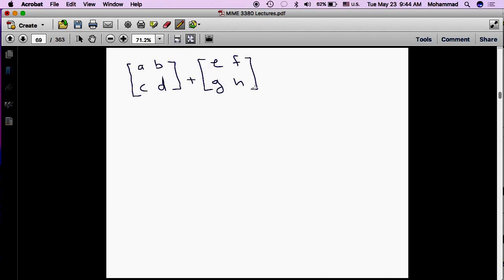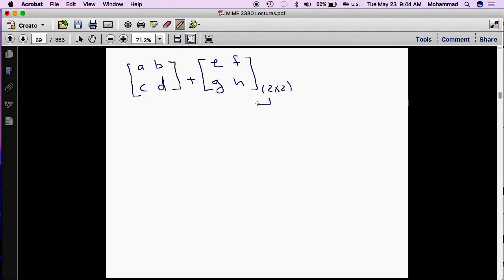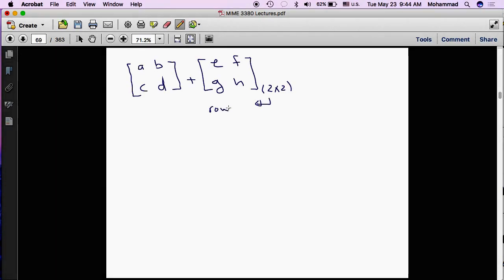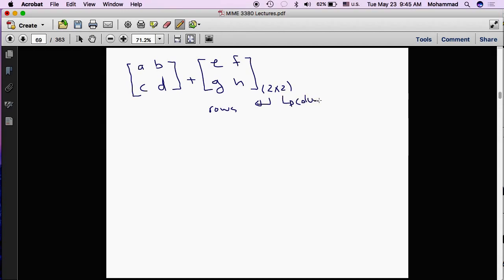2 by 2. How do you call it? Number of rows first, number of columns second. So this is 2 by 2 because it has 2 rows, 2 columns. So each of them is a 2 by 2 matrix. This is number of rows, this is number of columns. Number of rows, number of columns. So what is the resulting matrix? It is going to be also a 2 by 2.